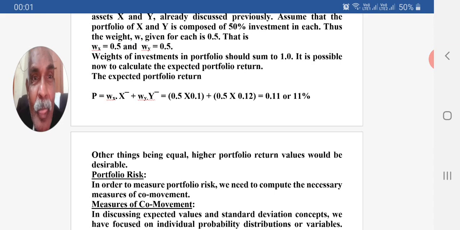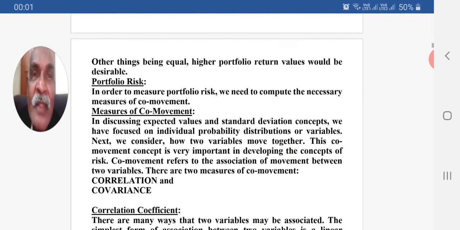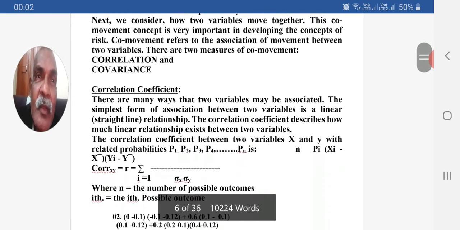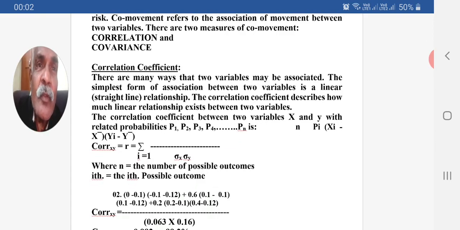Now we calculate portfolio risk. In order to measure portfolio risk, we need to compute the necessary measures of co-movement, that is correlation and covariance. In discussing expected values and standard deviation, we have focused on individual probability distributions or variables. Now we consider how two variables move together. This co-movement concept is very important in developing the concept of risk. Co-movement refers to the association of the movement between two variables. These two measures of co-movement are correlation and covariance. So first of all we want to calculate the correlation coefficient.